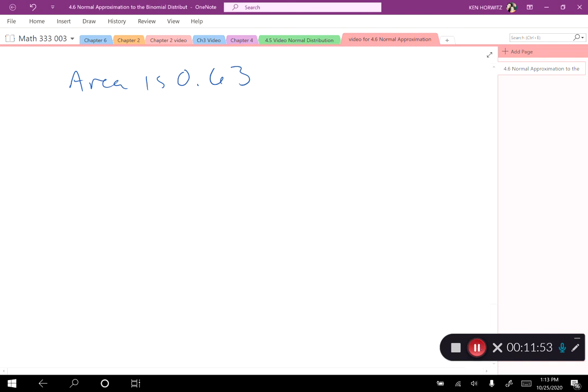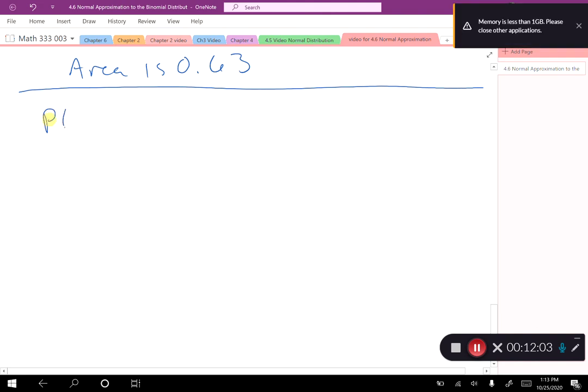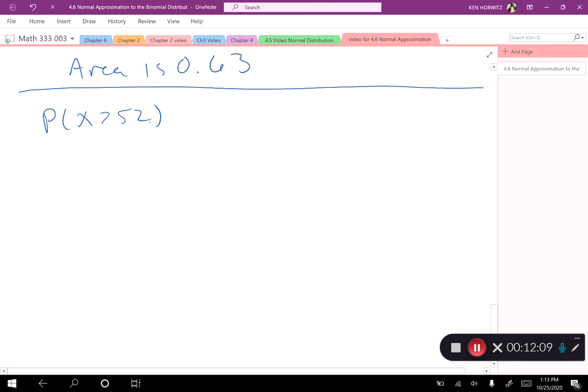All right, so the next situation I want to put you in is, what if we wanted our probability that x was greater than 52? All right, so just so I guarantee that I don't get any part of 52 in there, I have to do my continuity correction to say I'm going to approximate my probability that x is greater than 52.5.